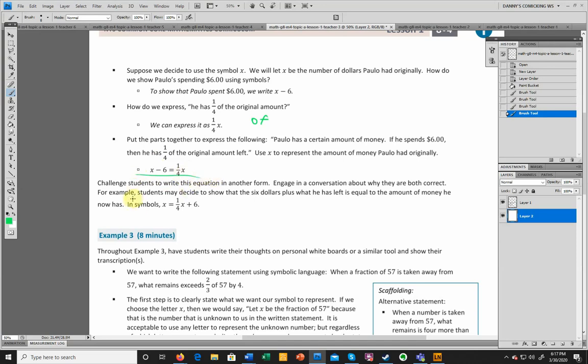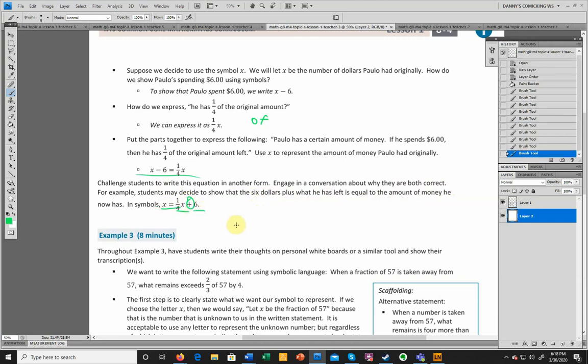Very good. So we can also say that $6 plus what he has left is equal to the amount of money he has now. For example, in symbols, x equals 1/4 of x plus 6. All right.